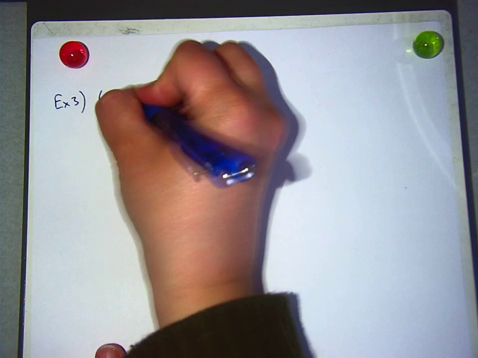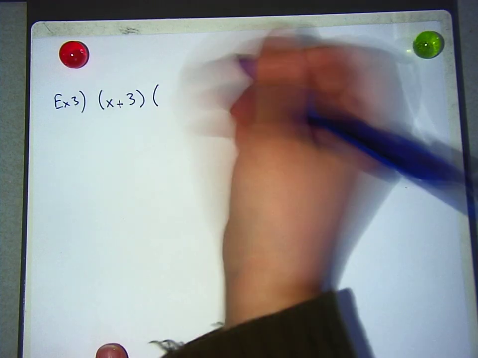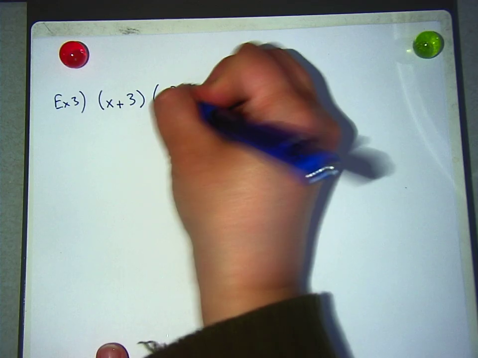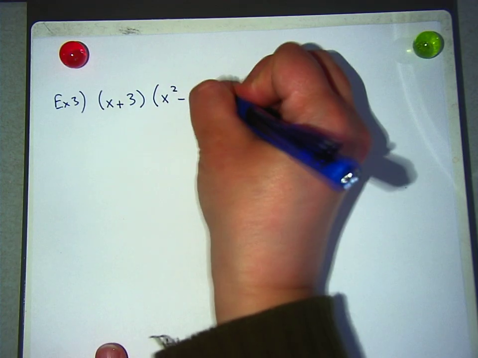So x plus 3 in parentheses, and then x squared minus x minus 9.